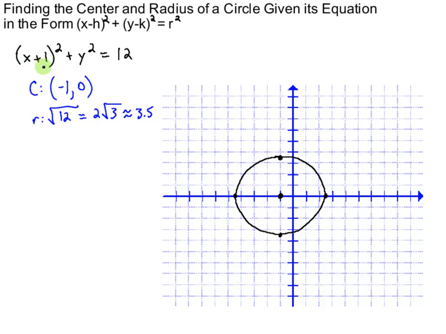So, always think about your x and y coordinates being what numbers make the x and y parts 0, and then the radius is always the square root of the constant on the right side.